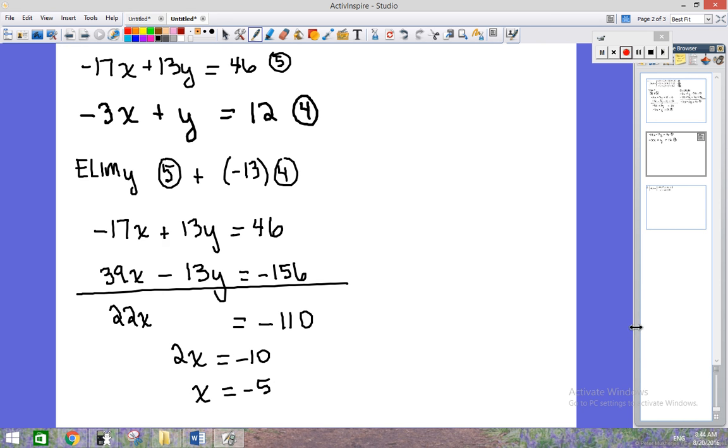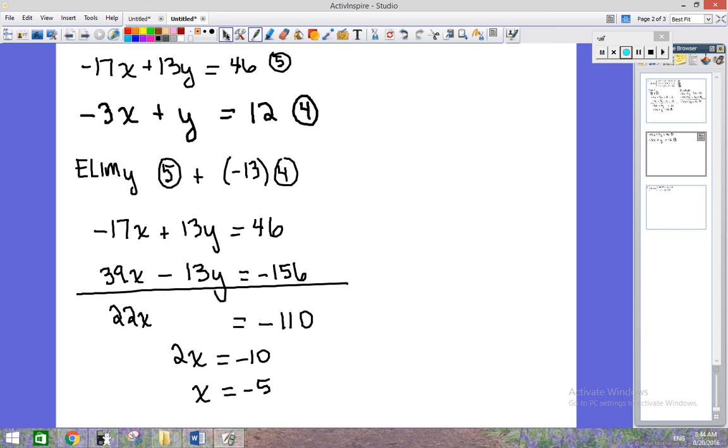Now, we have the variable x now. We return to the immediate system that was right above it, the pair of equations, and we substitute to solve for y. And we can use either equation 5 or equation 4. The numbers in equation 4 are so much smaller and easier. Who wants to deal with dividing by 13? And let's use equation 4.